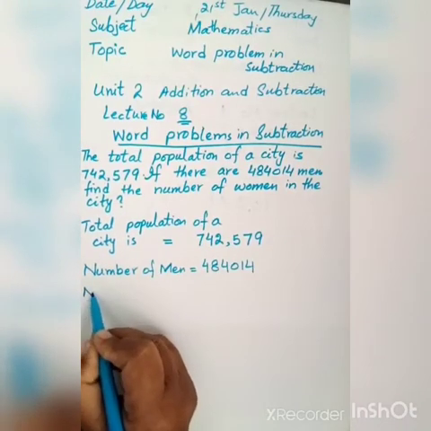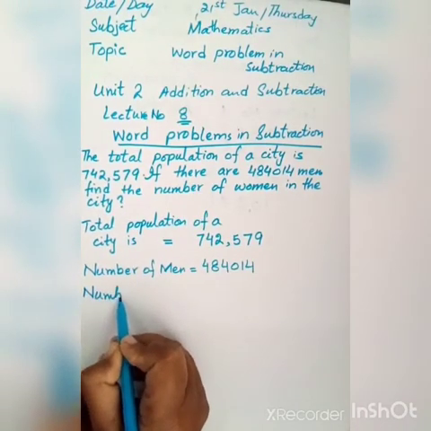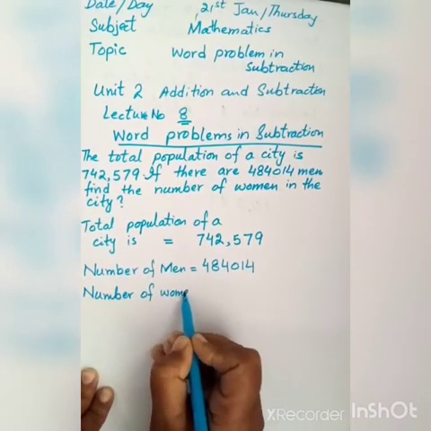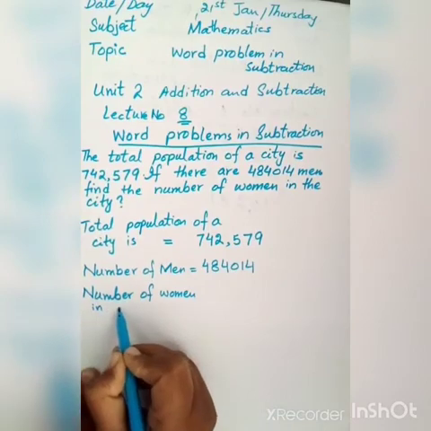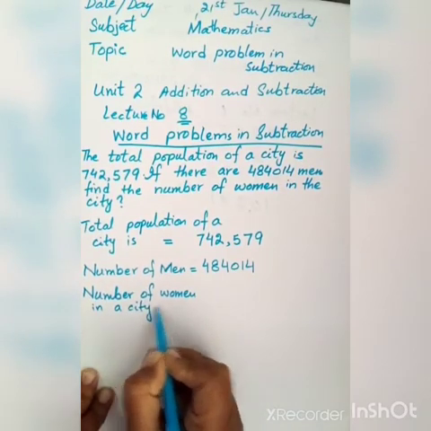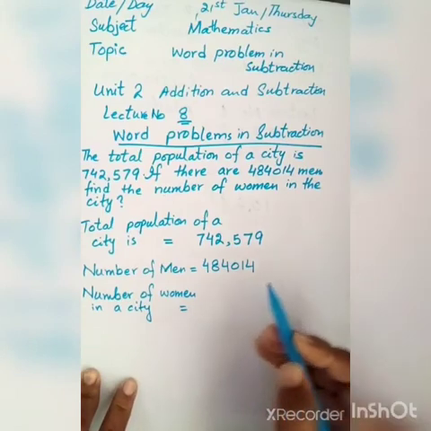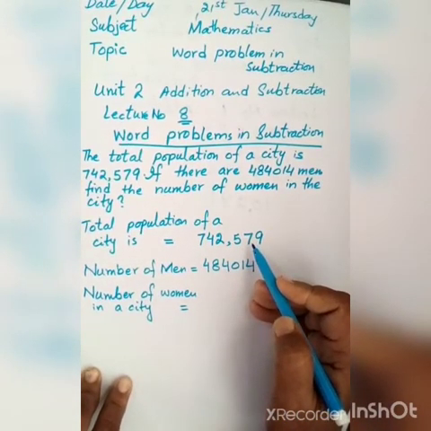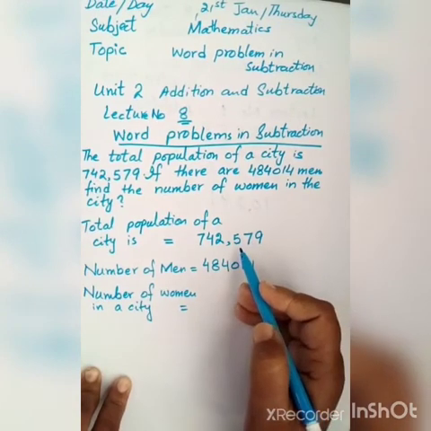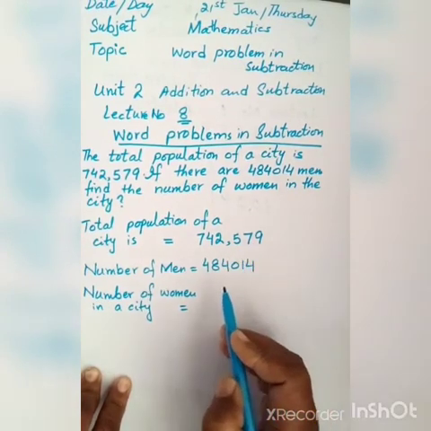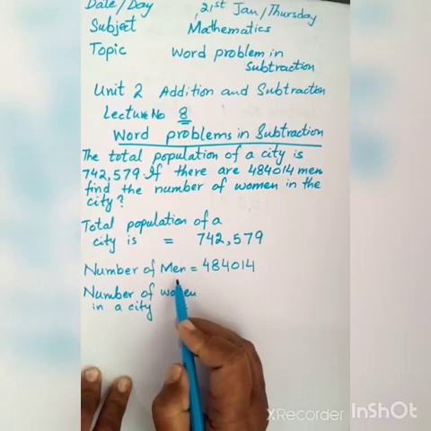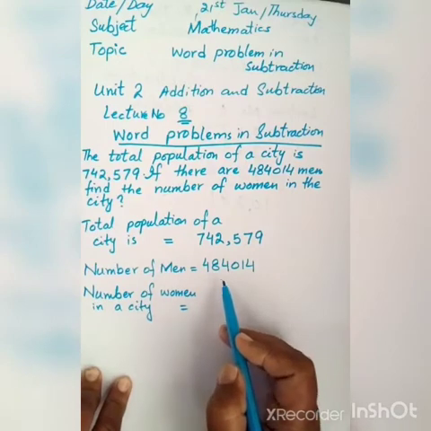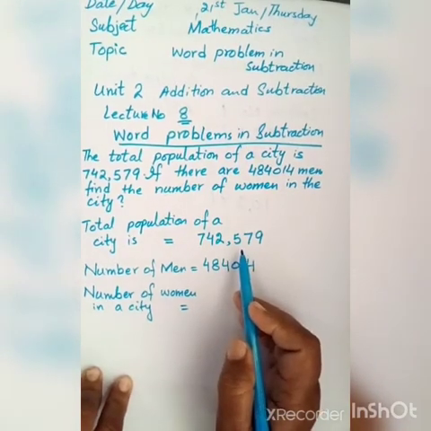We write here number of women in a city. Yes, this is the larger number and this is the total number of a city, total population in a city. So these numbers are the men. So we subtract the number of men from the total population of a city.